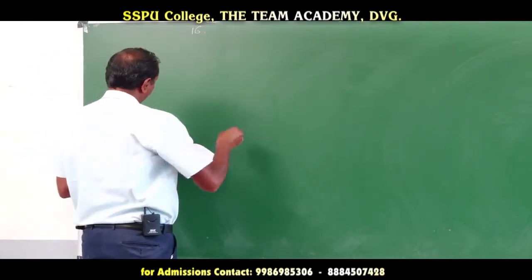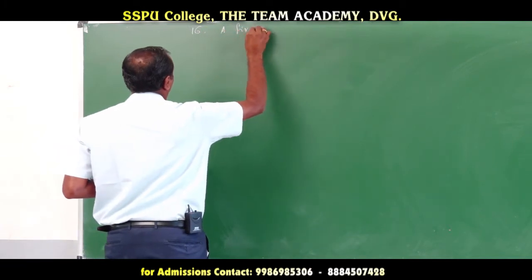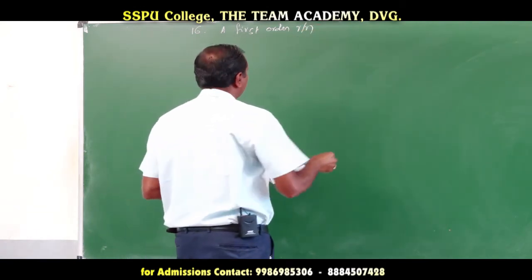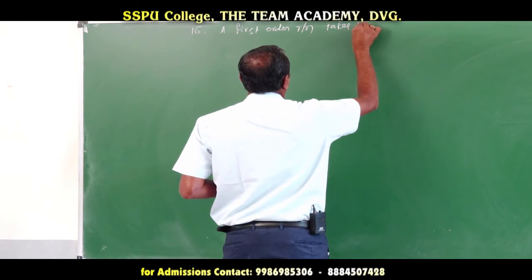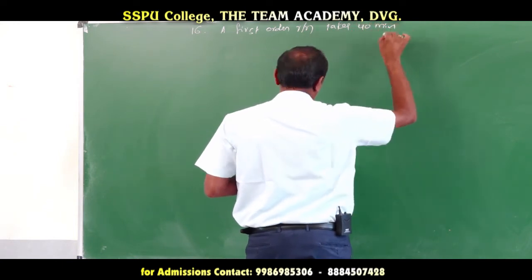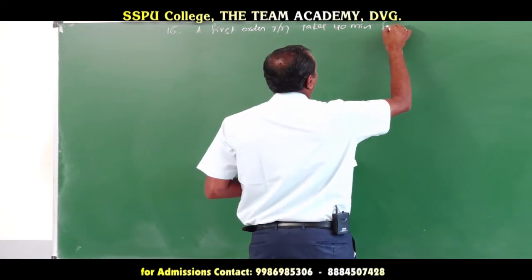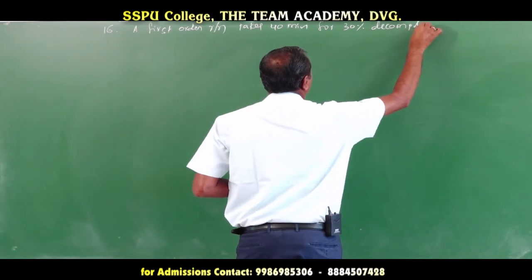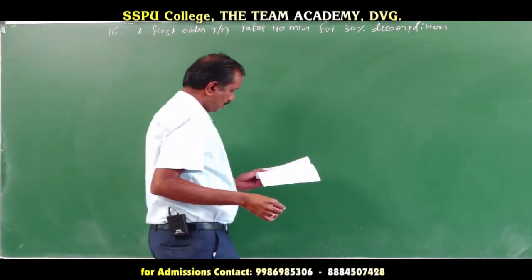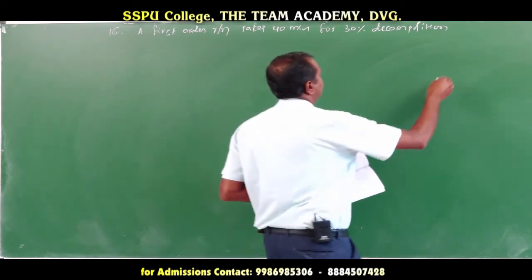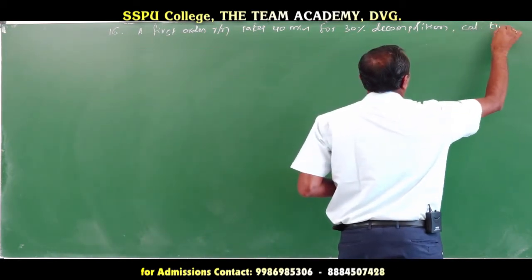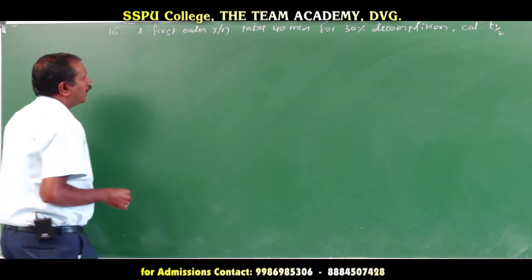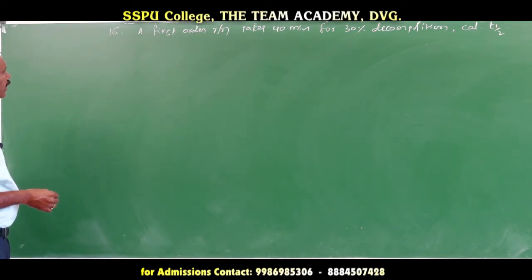Problem: a first order reaction takes 40 minutes for 30% decomposition. Calculate T half. T half means what? Half-life period. So a first order reaction takes 40 minutes for 30% decomposition.